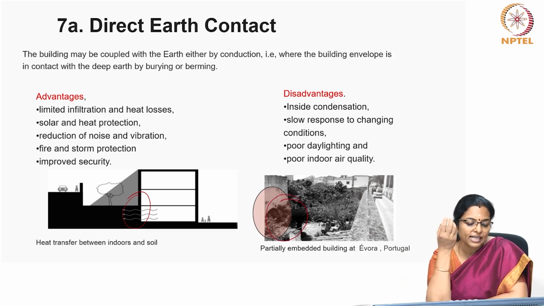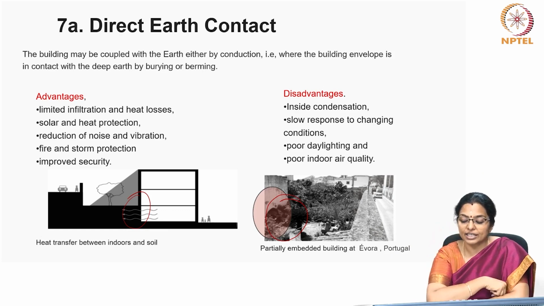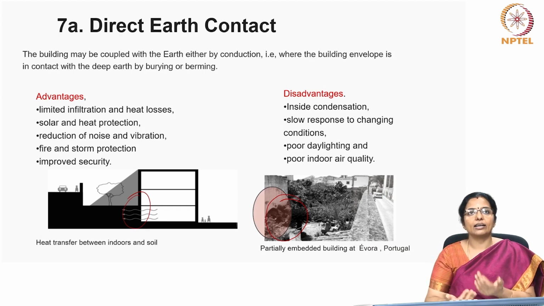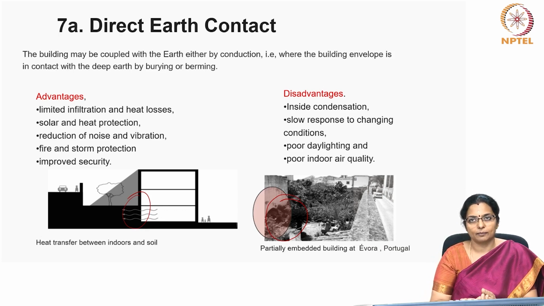So the advantages are that it has limited infiltration and heat losses. It has solar and heat protection. It has reduction of noise and vibration, fire and storm protection, improved safety. Its disadvantages include condensation, slow response to changing conditions, poor daylight, and sometimes poor indoor air quality. When we look at these in greater depth, we will analyze their advantages and disadvantages further.